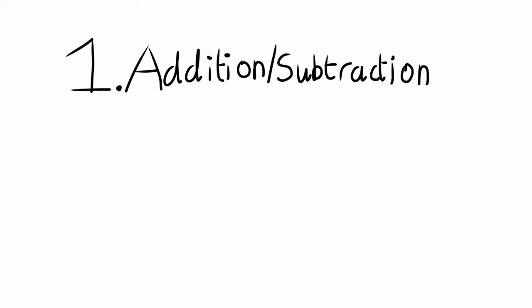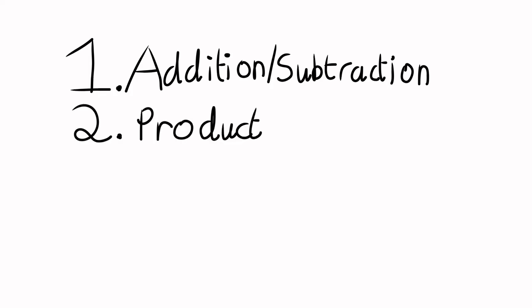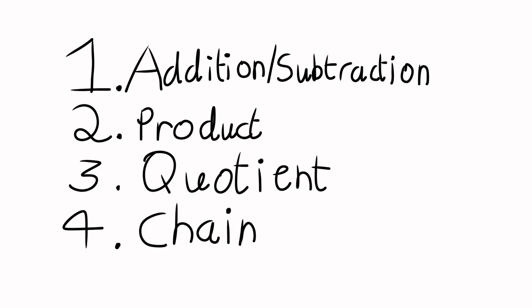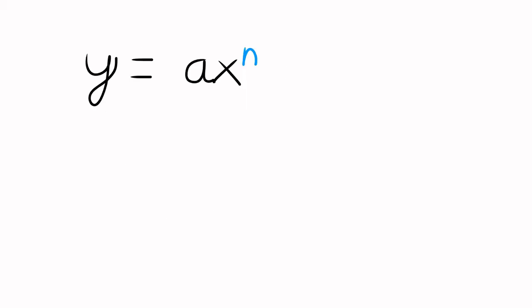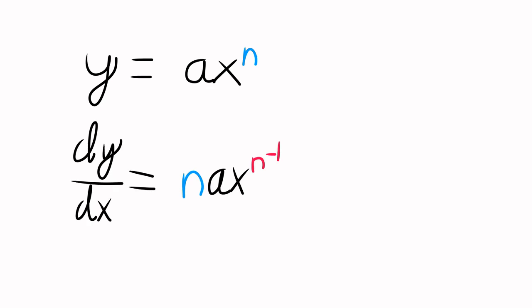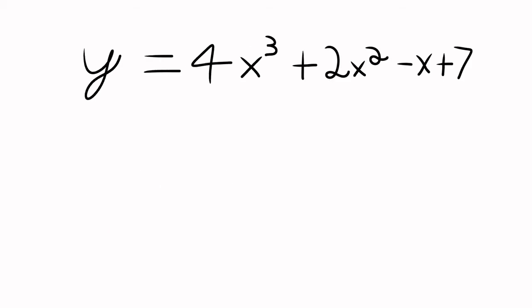So now differentiating by rules. We've got 4 rules. I do not suggest you try to learn them all at the same time. Addition, subtraction, product, quotient, and the chain rule. So now there are some rules to do with differentiating. Firstly, if you've got some function y equals a times x to the power of n, then the derivative of this, dy/dx, is n times a times x to the power of n minus 1, which just sounds complicated, looks confusing, but it's not really when you try it.